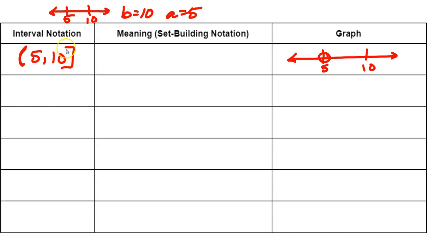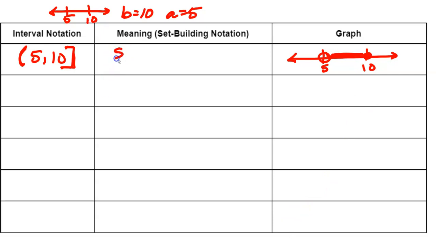And if I have this square bracket here at the end, that means I'm including 10, so the possibility could be equal to 10. Therefore, on a graph, I'm going to darken in that circle and end up having a closed circle. And so if I'm looking at all the numbers between 5 and 10, I'm looking at everything in between. So that would be what my graph is.